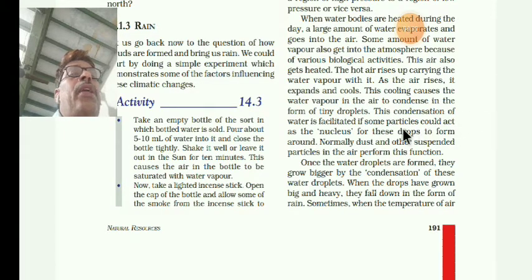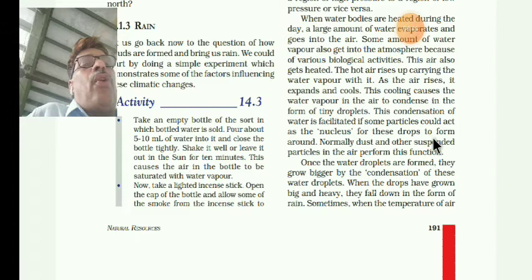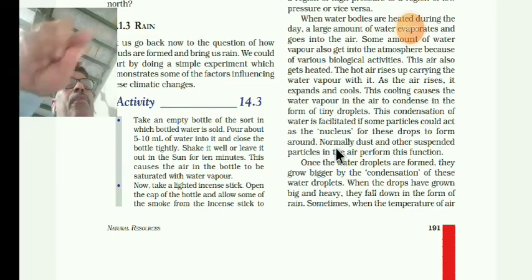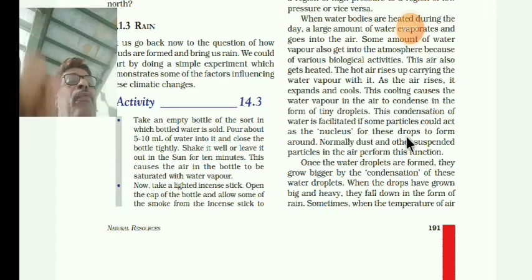This condensation of water is facilitated, made easier, when some particles act as a nucleus. You know that dust particles act as a nucleus for these drops to form around them. Normally dust and other suspended particles in the air perform this function.